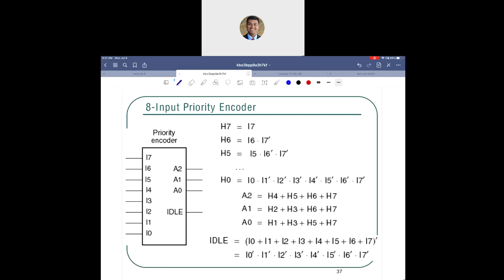So in terms of active high and active low, everything is active high here. All 8 inputs are active high. All 3 outputs are active high. The idle output, in this case only 1, is also active high. So everything is active high. These are the outputs here, and these are all the inputs here. This is a priority encoder. This is an 8-to-3 priority encoder.